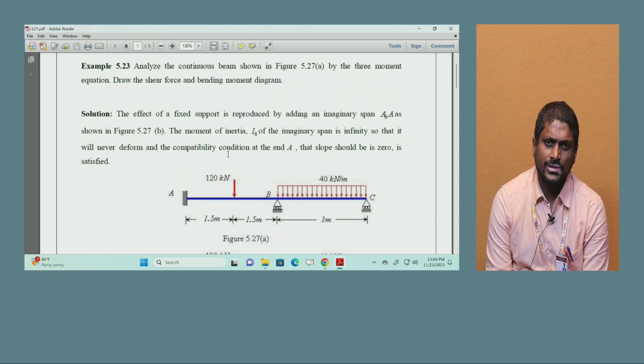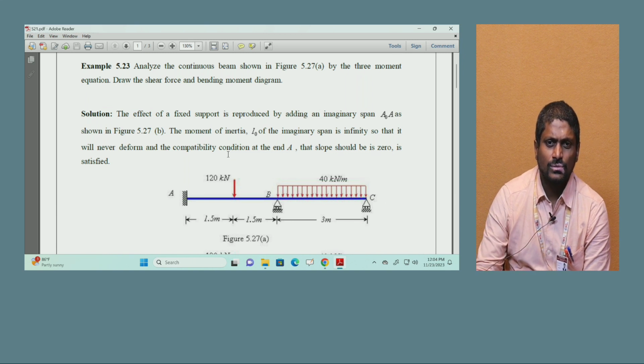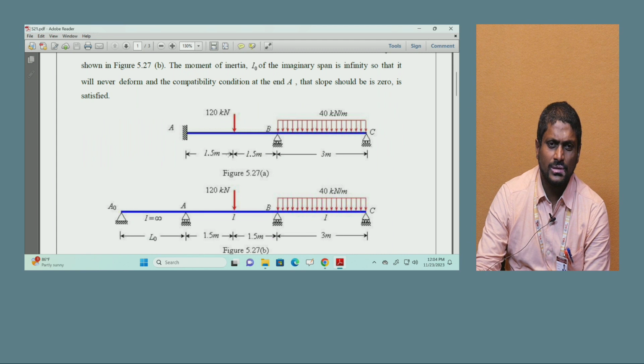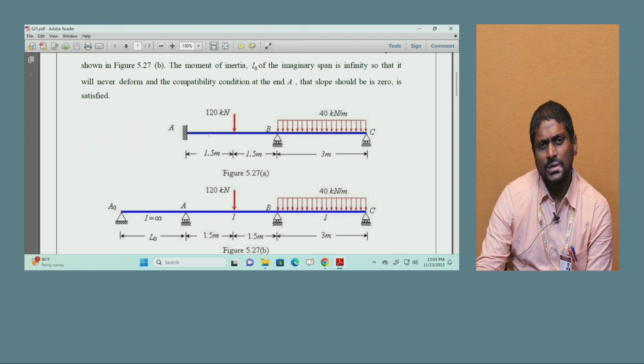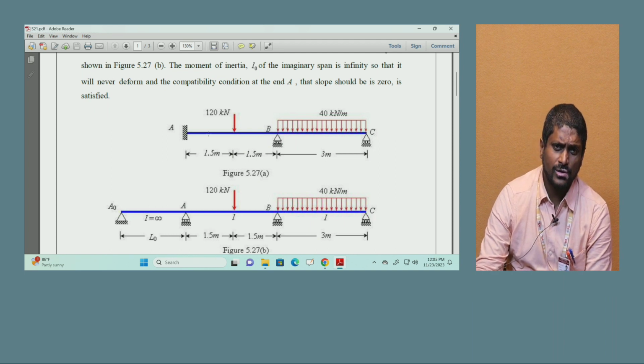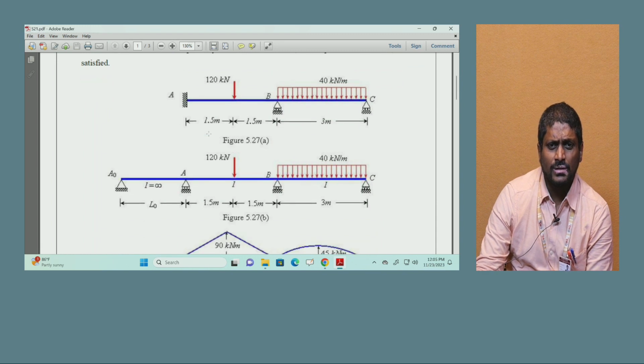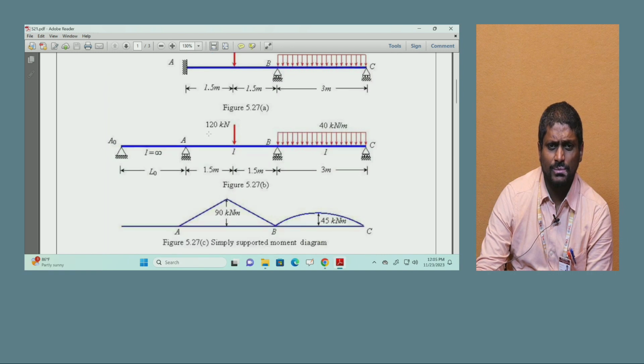In the three moment equation, the moment of inertia I naught of the imaginary span is infinity, so that it will never deform, and the compatibility condition at the end A, that the slope should be 0, is satisfied. So that is the way you have to see and convert the span at A. The same load, 120 kN, is given in the AB portion, and in the BC portion 40 kN per meter is given. The whole span of AB is 3 meters, and the span of BC is also 3 meters.